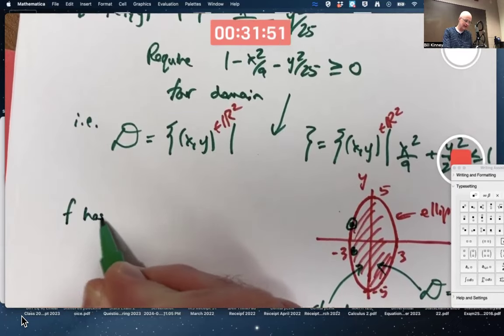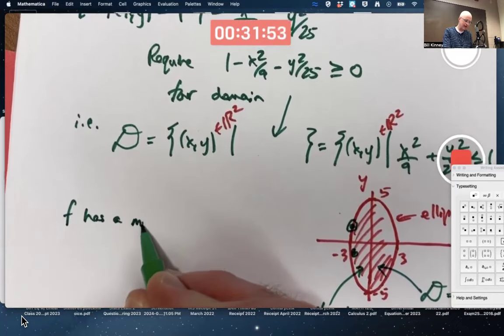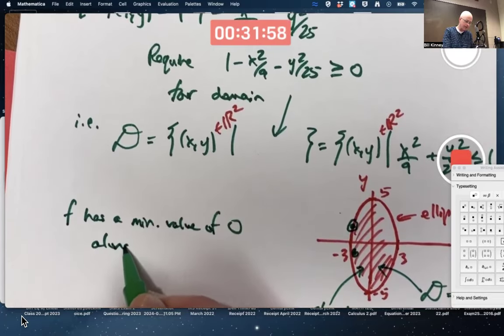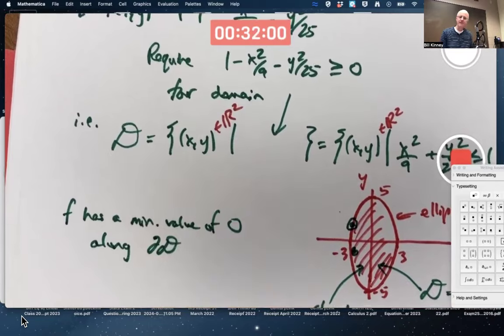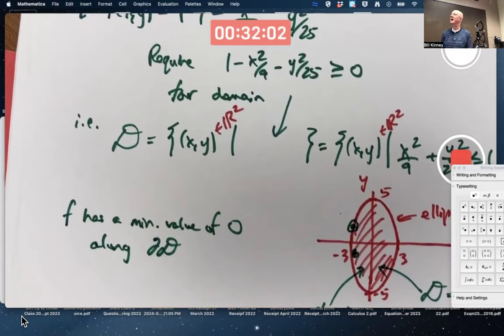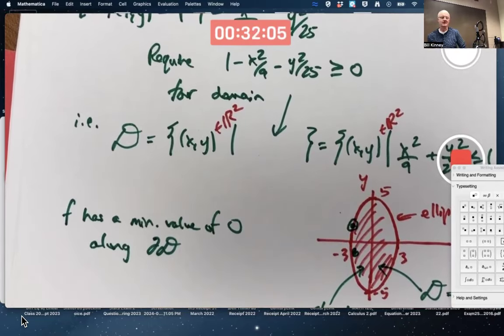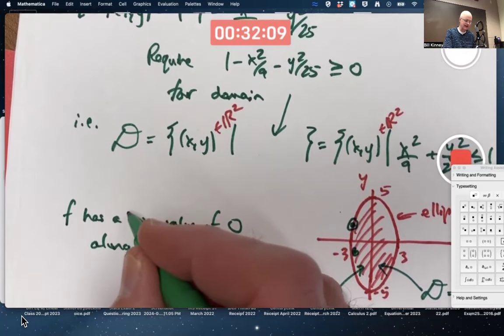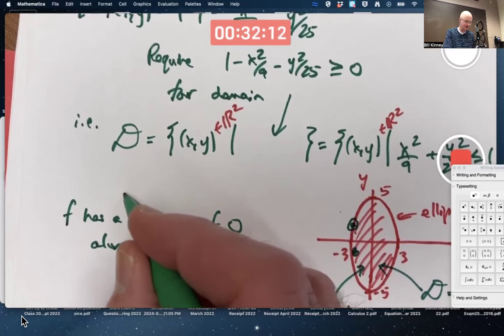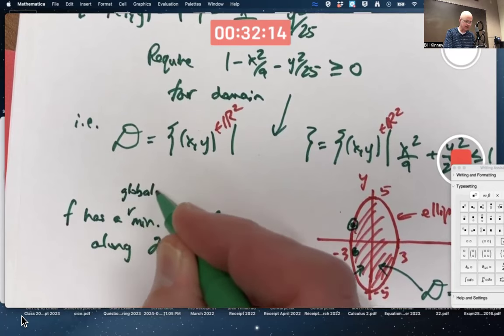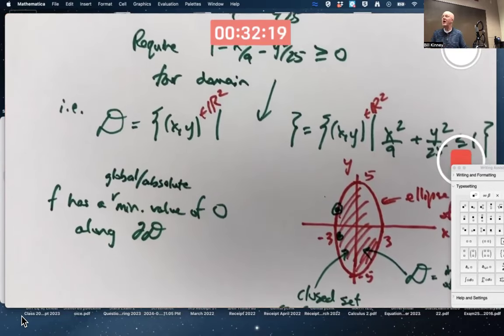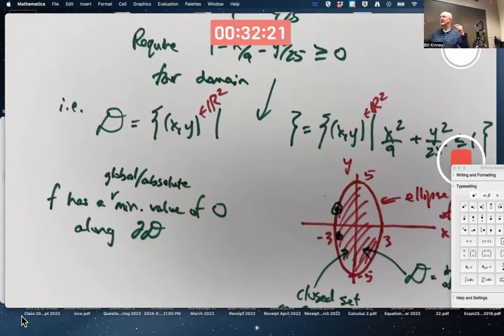F has a minimum value of 0 along the boundary of D, at all points along the boundary. In fact, you could say it's an absolute minimum, as the book does. I prefer the word global. I'm going to put both words there, global / absolute minimum value. It's as small as it can be, globally, absolutely.